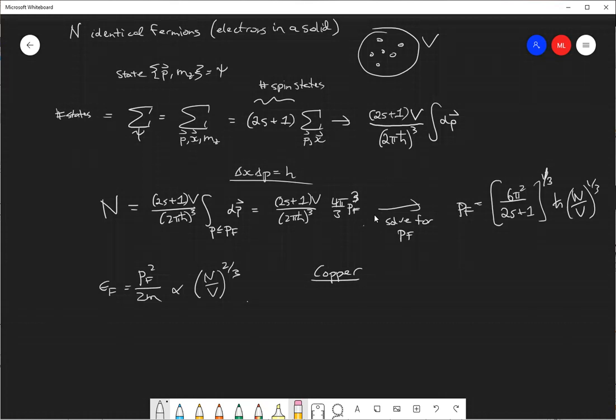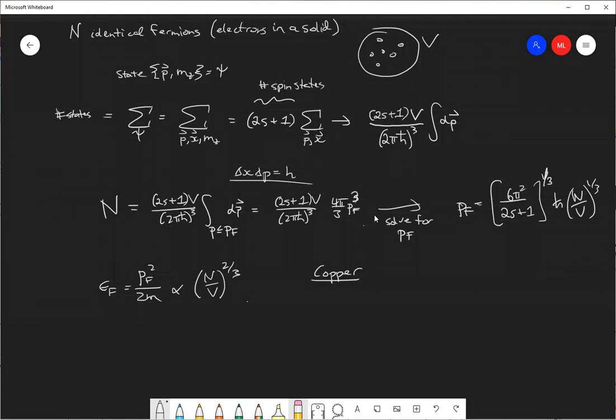how many electrons each atom contributes to conduction. So the idea is for a metal like copper, some of the electrons in the atoms won't be bound inside the atoms, but they'll be free to move around. And so they'll essentially be very weakly bound to their atoms, and they'll form a gas.